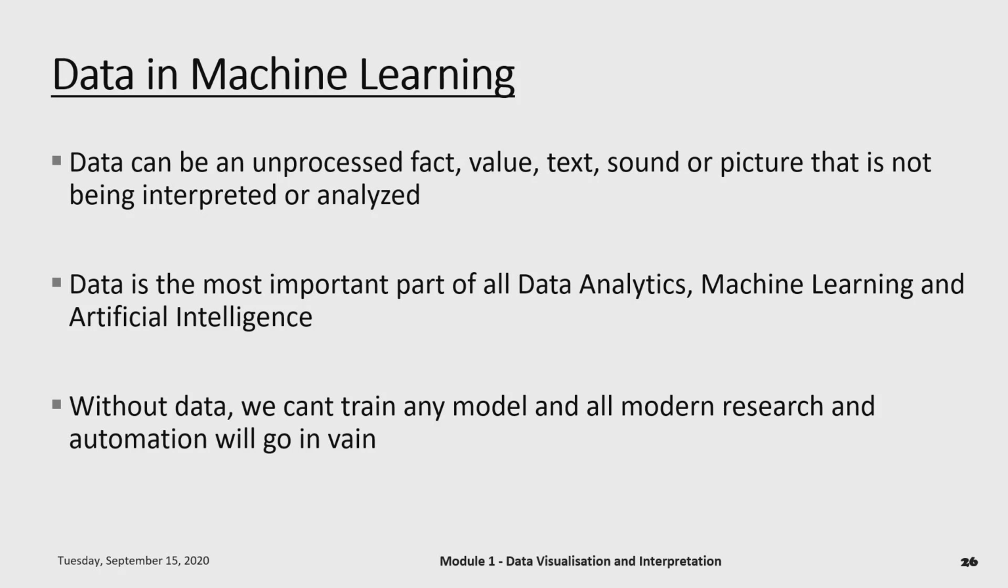Data is the most important part of all data analytics, machine learning, and artificial intelligence. Without data, we can't train any model, and all modern research, all automation will go in vain. So we always need some structured data, right? So data must be in a well organized, structured manner, wherein it can be used for further analysis, right? If you only have data and we cannot make out any analysis or prediction, then the entire data is of no use, right? So no automation can be performed on such data.